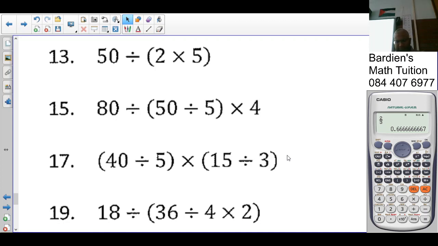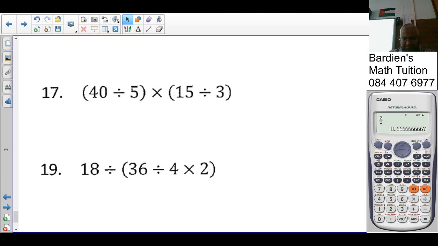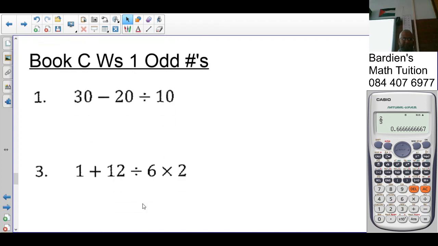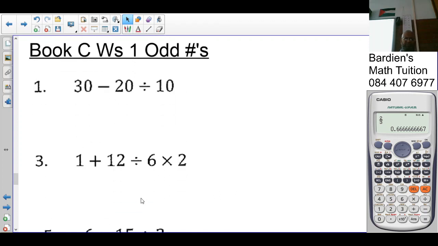I'll pause at this point. Okay, so at this point you guys are done. So we're busy with Book C, Worksheet 1, the odd numbers. Okay. Alright, so the first one.